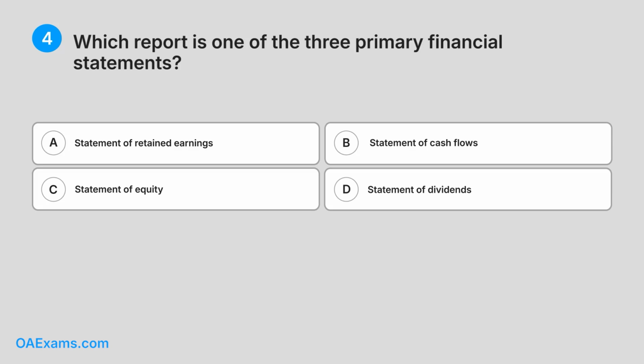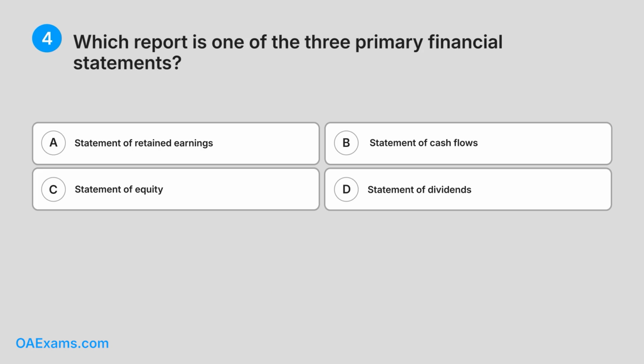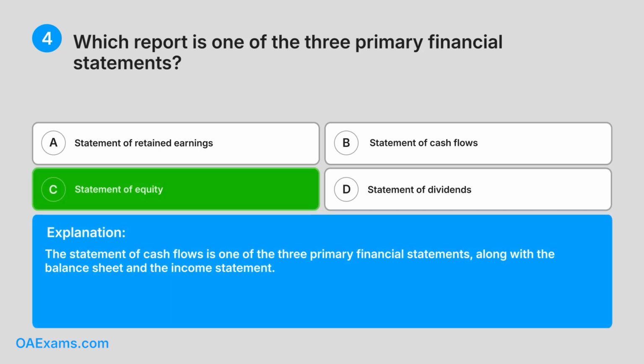4. Which report is one of the three primary financial statements? A. Statement of retained earnings. B. Statement of cash flows. C. Statement of equity. D. Statement of dividends. Do you know the answer? Correct answer: B. Explanation: The statement of cash flows is one of the three primary financial statements, along with the balance sheet and the income statement.